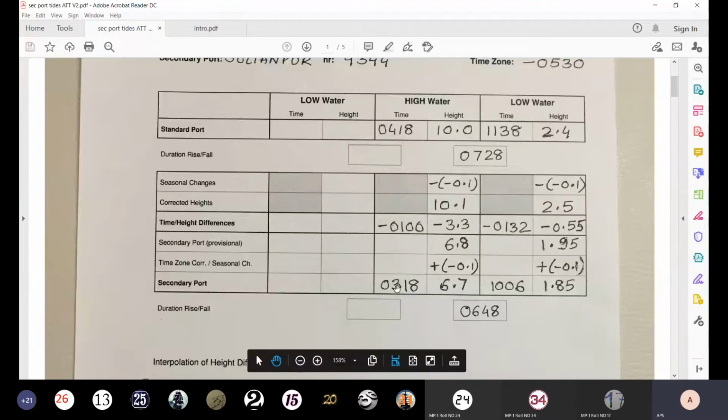How did you get duration? Time interval between this high water 318 and the time of low water 1006. The difference between the two will give you duration. Do it step by step. Wherever you are getting stuck, you just let me know. We'll get it clarified for you.